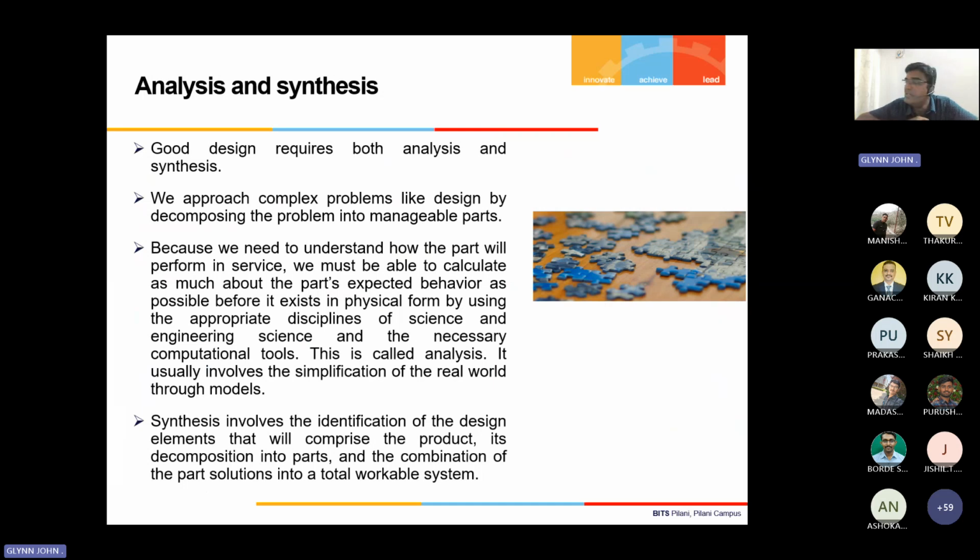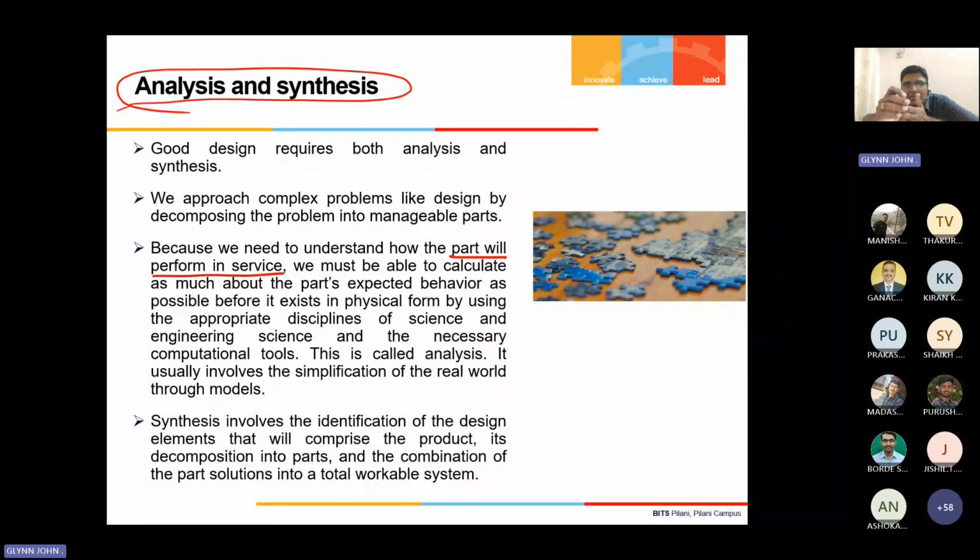Now, in the design process, you will come across analysis and synthesis, right? What do we mean by analysis? If you're going to develop a product, you have to solve a few complex problems, right? So what is this part going to do in service? That means when the product is working, what is this part going to do? In that case, what load is going to come on that particular component? And for that, what material do you have to choose? What dimensions do you have to choose? That means you have to perform calculations, right?